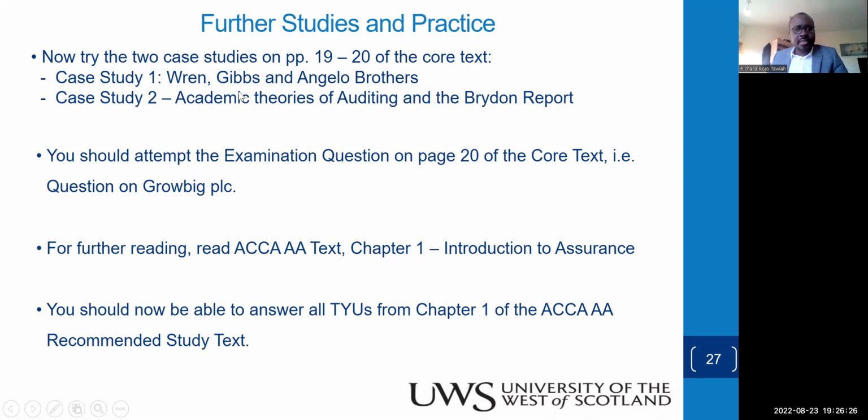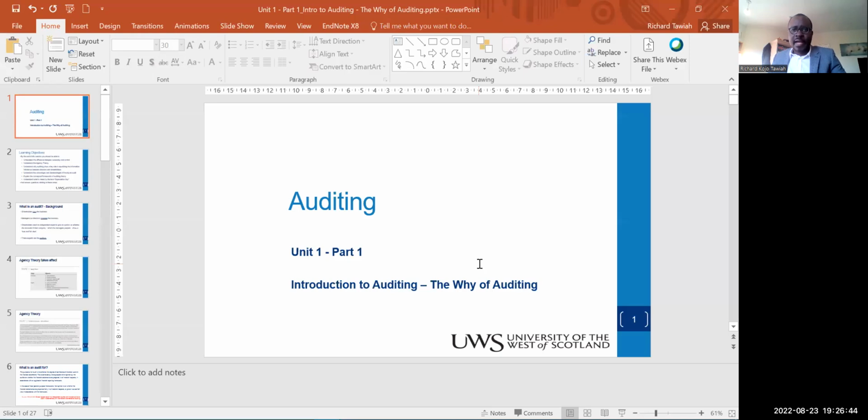There are 2 case studies on pages 19 and 20 of the current text. Please take a look at them. On the ACCA text, look at chapter 1, Introduction to Assurance, and there are some test your understanding questions on the ACCA. Use them as well, okay? All right, friends, we have gone beyond, but we have no option because the why of auditing is quite broad. I have not even touched some of the scandals which occurred. Why auditing is taking place, okay?